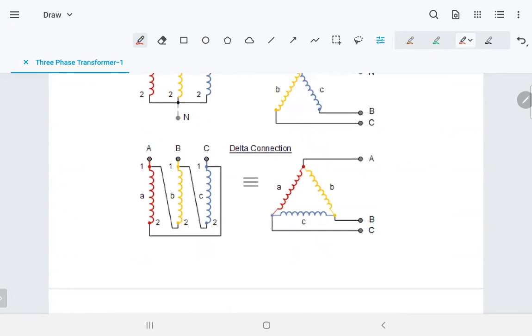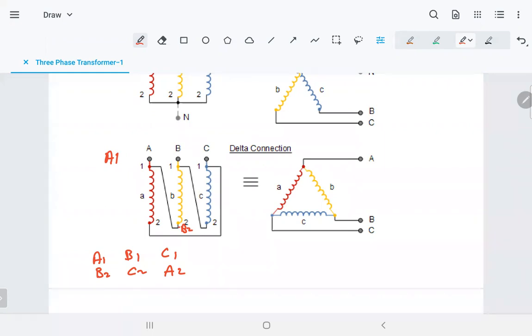And for delta, you have here 1, 2: that's one terminal, that's the second terminal. Then you connect the first terminal to the second of the following one. You connect phase A, let's say A1, to this point, which is called B2. And then B1, you connect it to C2. And C1, you connect it to A2. So you connect the beginning of the winding to the end of the following one.